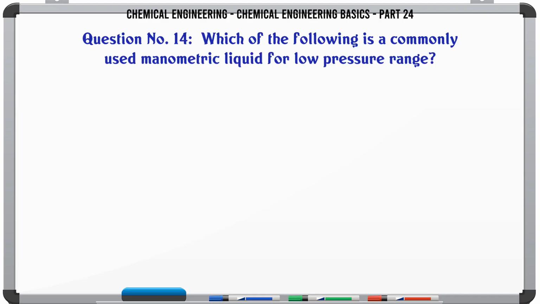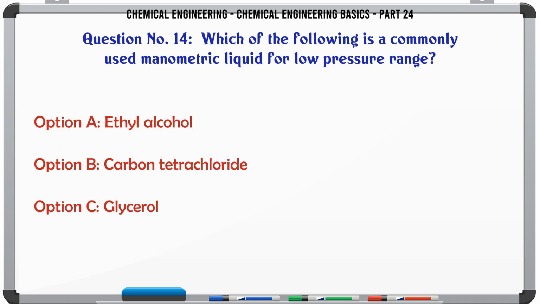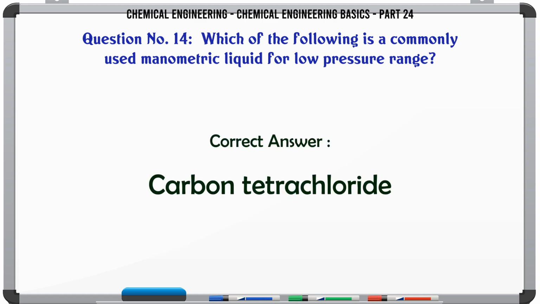Which of the following is a commonly used manometric liquid for low pressure range? A. Ethyl alcohol. B. Carbon tetrachloride. C. Glycerol. D. Ethylene glycol. The correct answer is carbon tetrachloride.